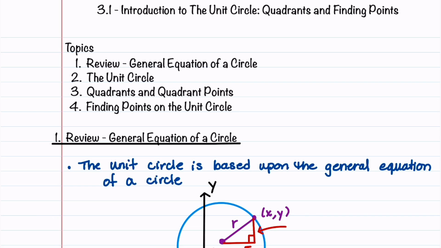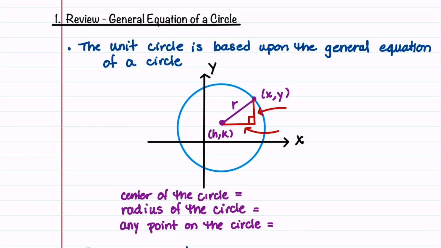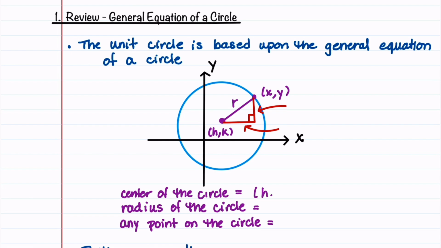Let's begin by reviewing the general equation of a circle. The center of the circle in our picture is equal to h, k. The radius of the circle we have notated as r, and any point on the circle is going to be equal to x, y.